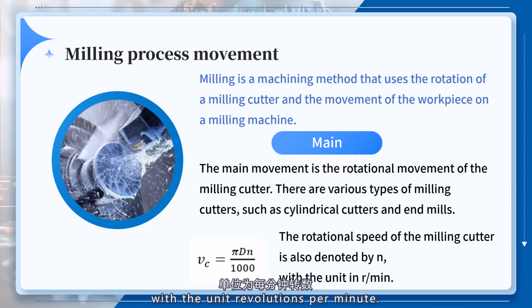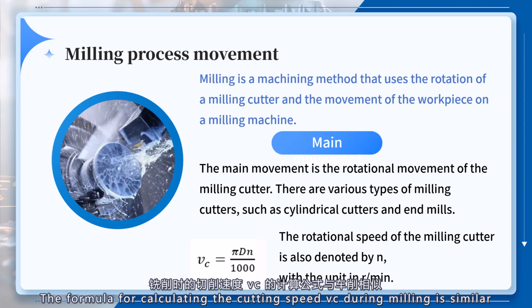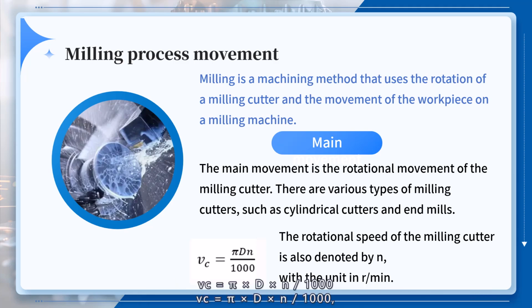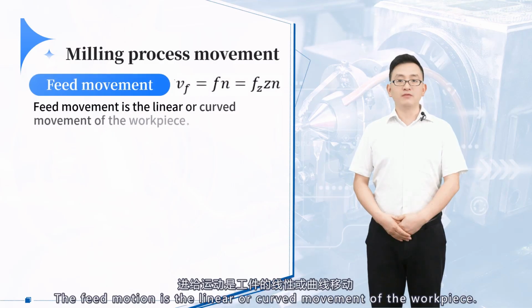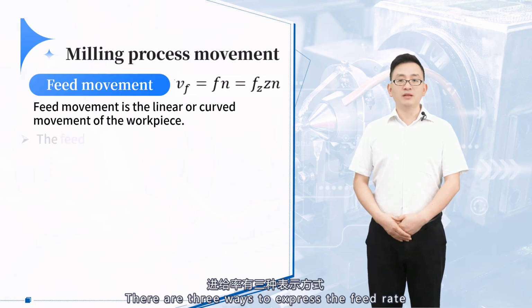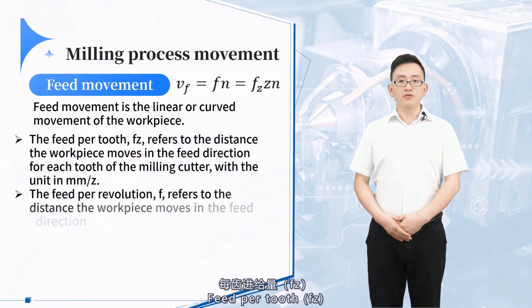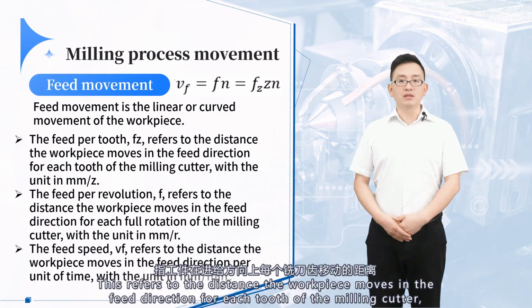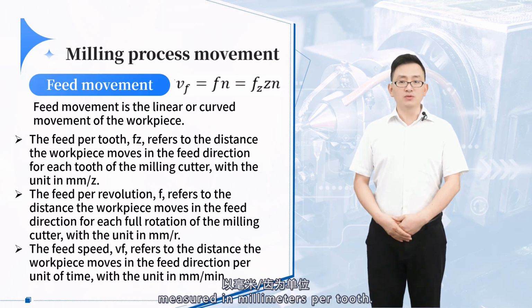The formula for calculating the cutting speed Vc during milling is similar to that of turning. Vc equals pi times d times n divided by 1000, where d is the diameter of the milling cutter. Feed motion. The feed motion is the linear or curved movement of the workpiece. There are three ways to express the feed rate. Feed per tooth. This refers to the distance the workpiece moves in the feed direction for each tooth of the milling cutter, measured in millimeters per tooth.